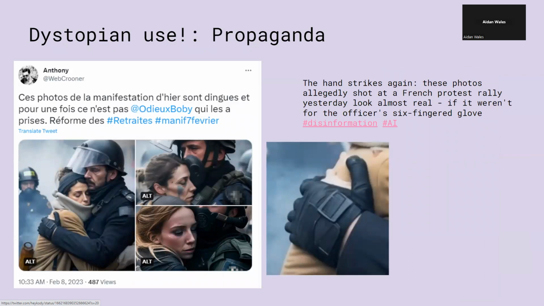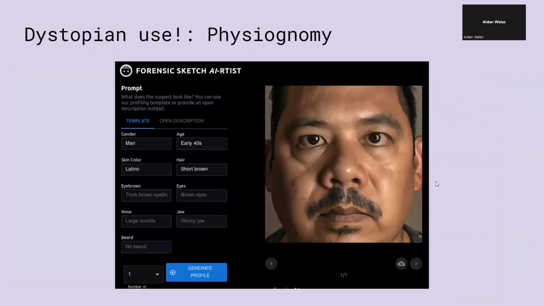Here's a bad use for AI propaganda. So this woman hugging the soldier, or women hugging soldiers, trying to show like protesters and cops coming together. Deep fakes basically, and oh, this person has 6 hands or 6 fingers. Whoops, guess it's not real.